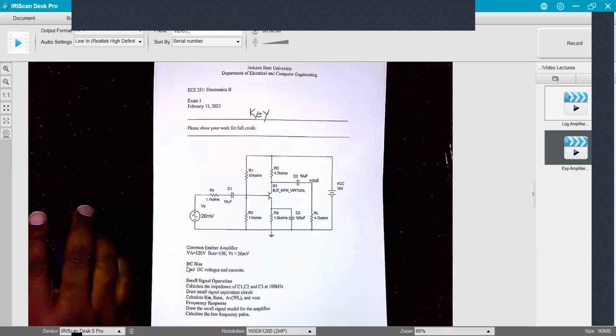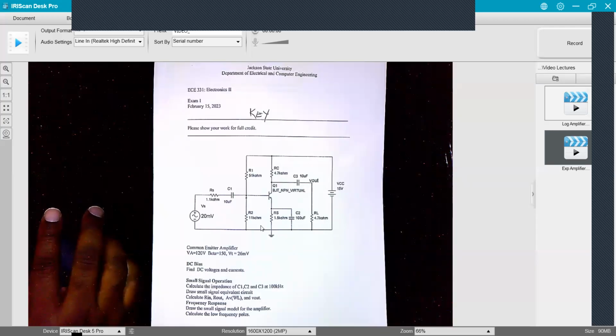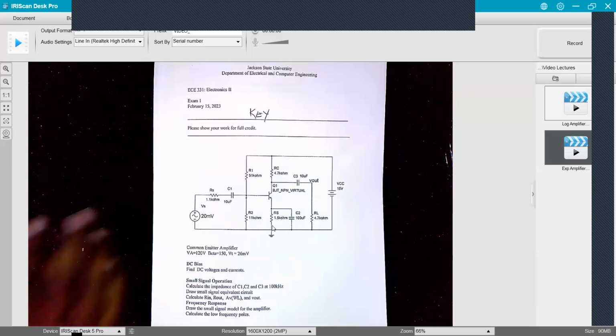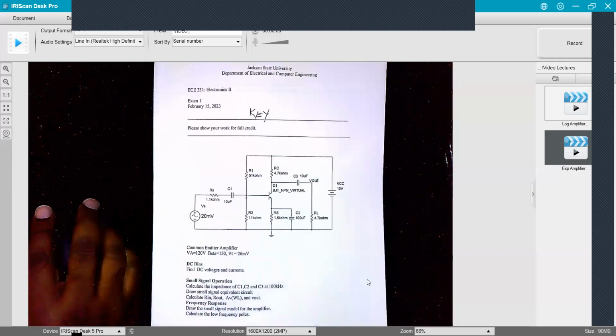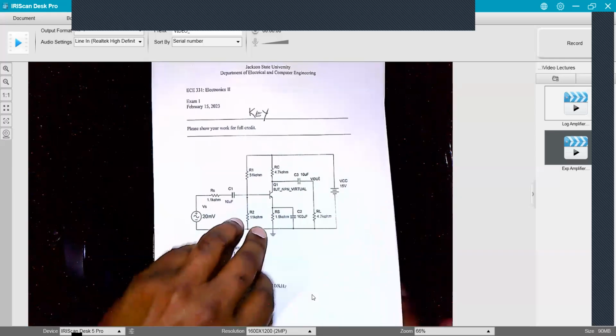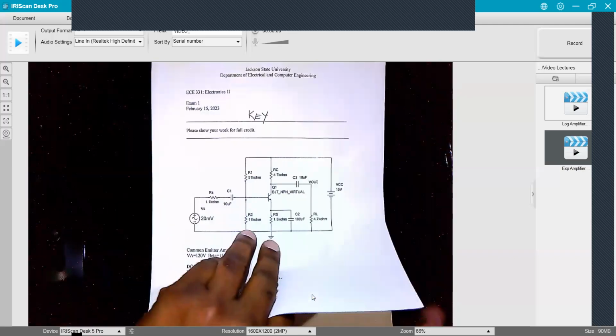So number one, I asked to find the DC bias. I'm walking you through it. You have to do the DC bias before you do anything else. So I say find the DC voltage and the current, which means find VB, find VE, find VC, and IE. So let's go here.